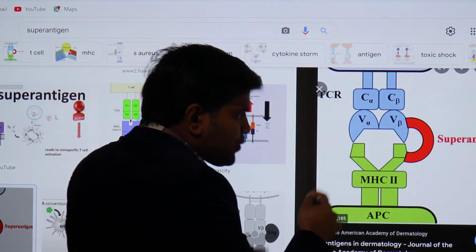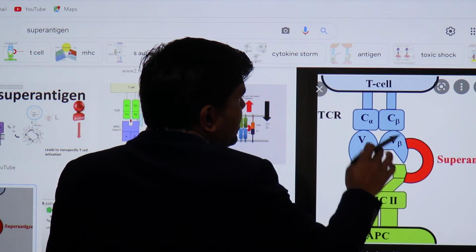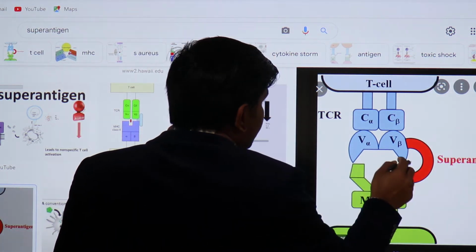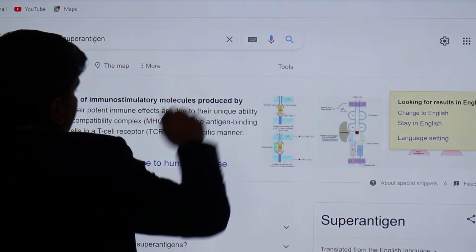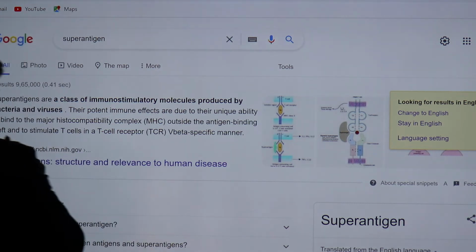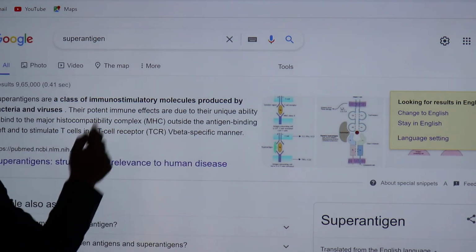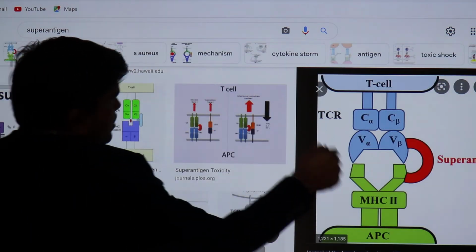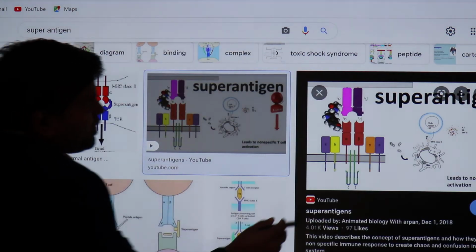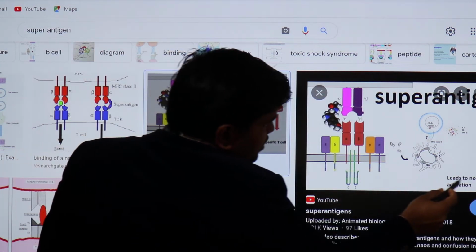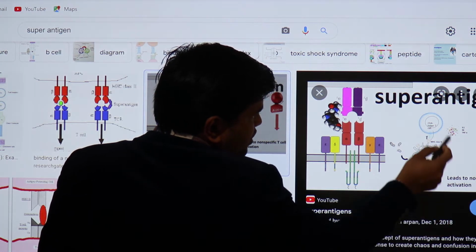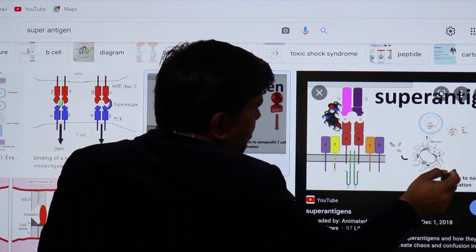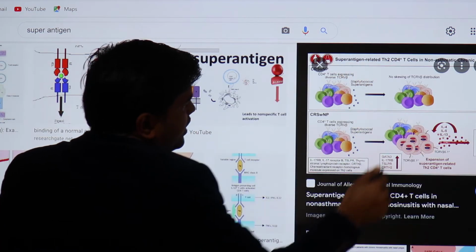There will be this super activation of the pathway. Actually only 1% of T cells should be activated, but 20% or more of T cells have been activated, because the superantigen binds outside the antigen binding cleft and stimulates the T cell. The T cell is activated in a prolonged manner, and this leads to non-specific activation of T cells, which leads to the release of many cytokines, normally interleukin 1, interleukin 2, TNF alpha, and interferon.